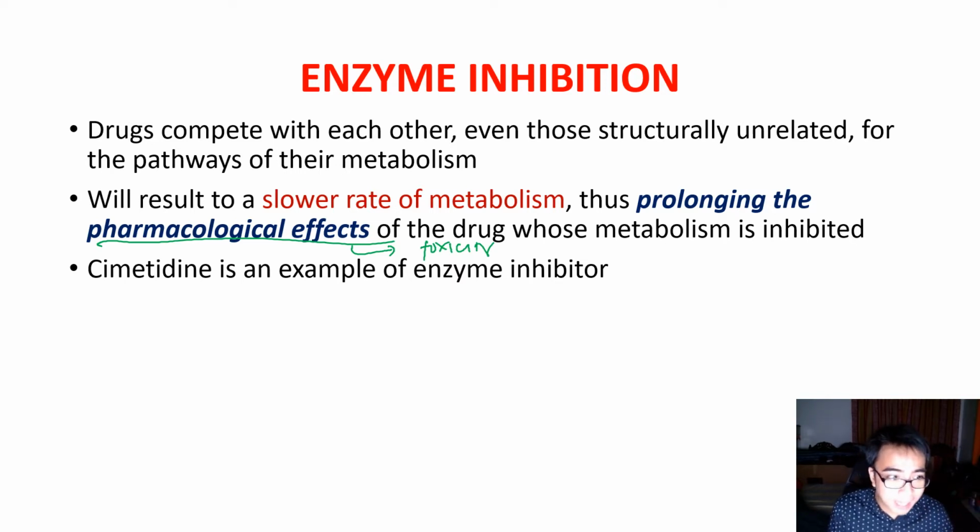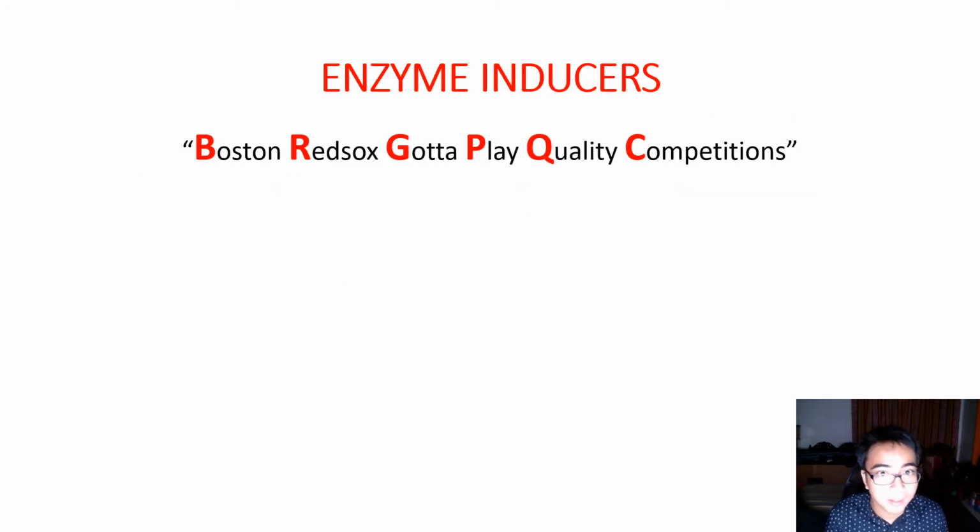Now, class, if enzyme induction takes a long time for it to take place, enzyme inhibition, class, works fast. Okay, the effects of enzyme inhibition are fast. Okay? Kaya nga between enzyme inducers and enzyme inhibitors, class, mas delikado ang enzyme inhibitors because their effects are fast and they can lead to toxicity. Okay? An example of an enzyme inhibitor would be cimetidine.